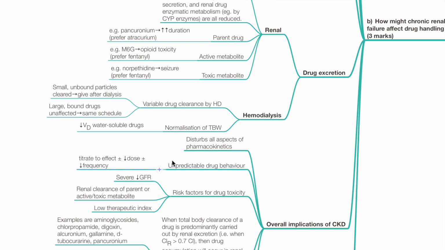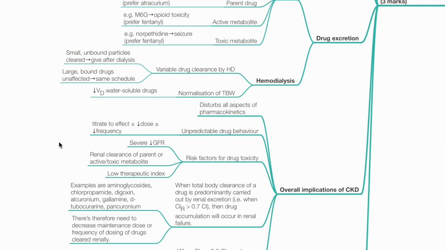Hemodialysis. There is variable drug clearance by hemodialysis. Small unbound particles are cleared by hemodialysis, hence administer after dialysis. Large protein-bound drugs are unaffected, hence dosing schedule is unchanged. Hemodialysis causes normalization of total body water. This reduces volume of distribution of water-soluble drugs and potentially increases their plasma concentration.